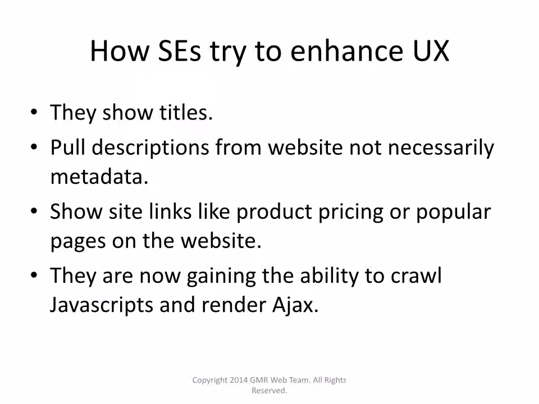Now, how do search engines try to enhance user experience? Well, put it simply, they show the titles, they pull descriptions from the website, and it's not necessarily from the meta descriptions that we put in. Some descriptions have been known to be pulled from DMOZ, depending upon the query text. They also show site links below these descriptions, and they're now gaining the ability to crawl JavaScript and render Ajax.